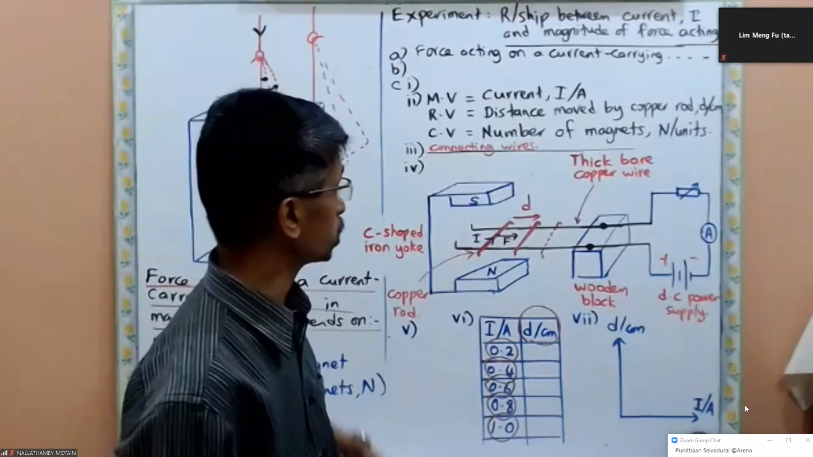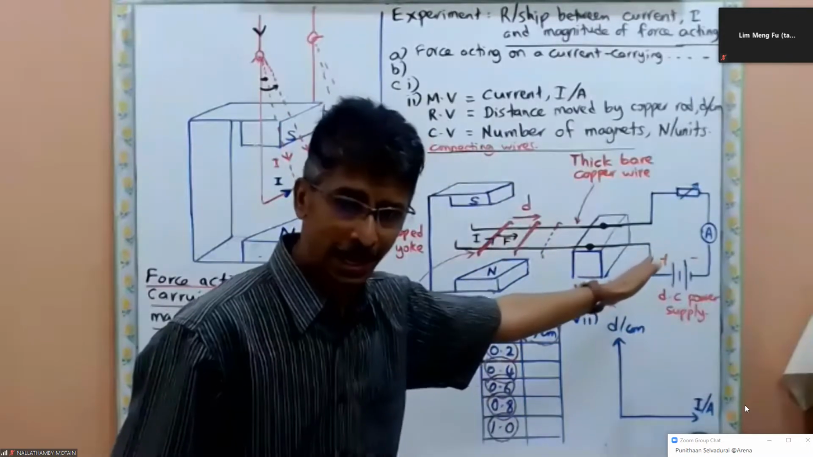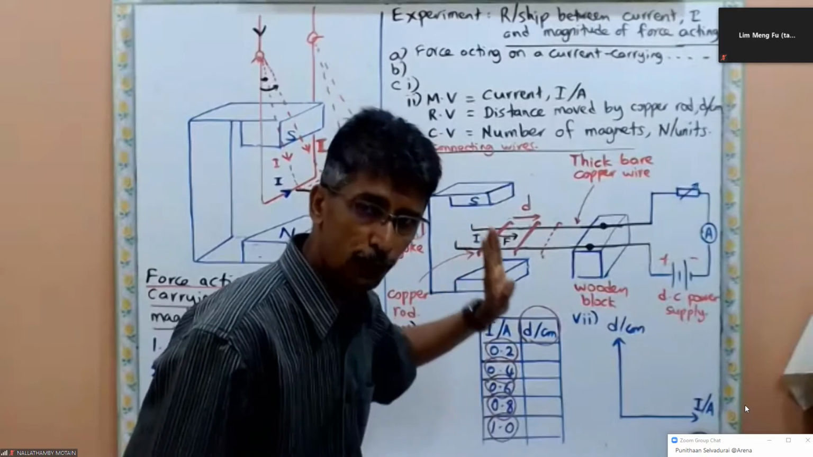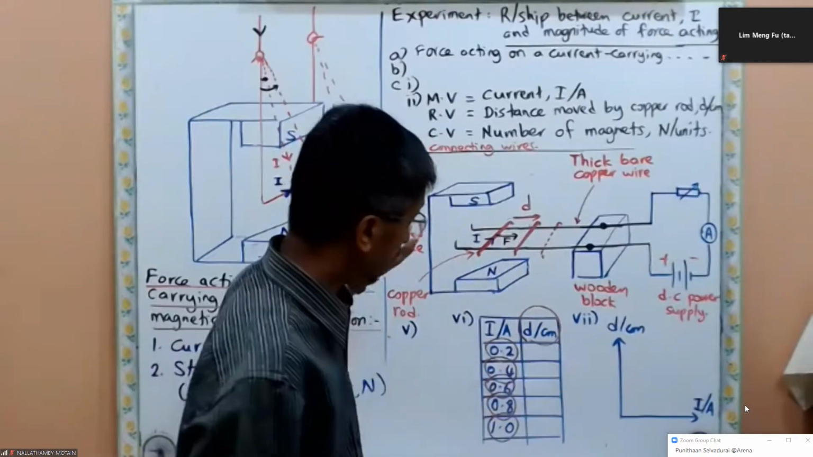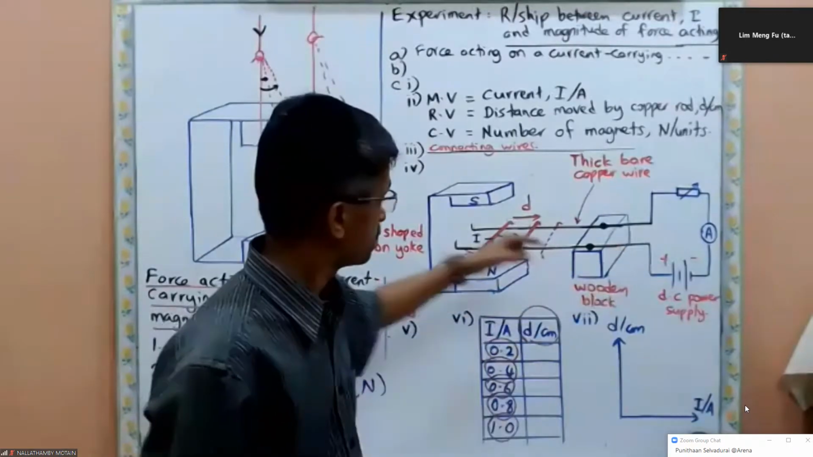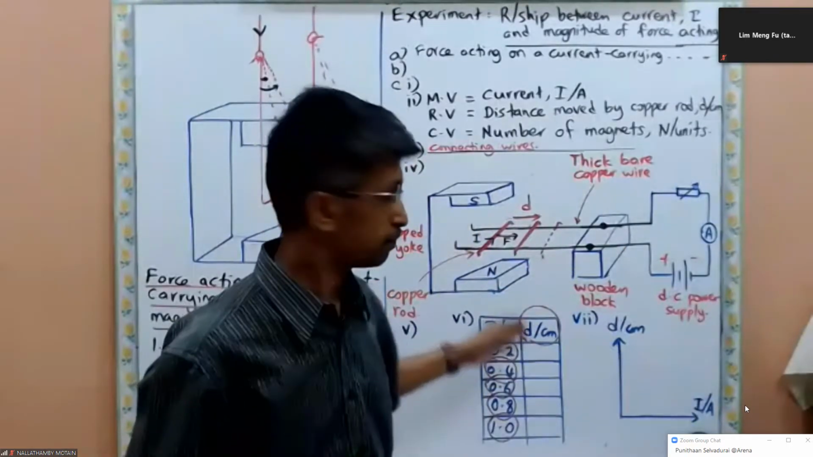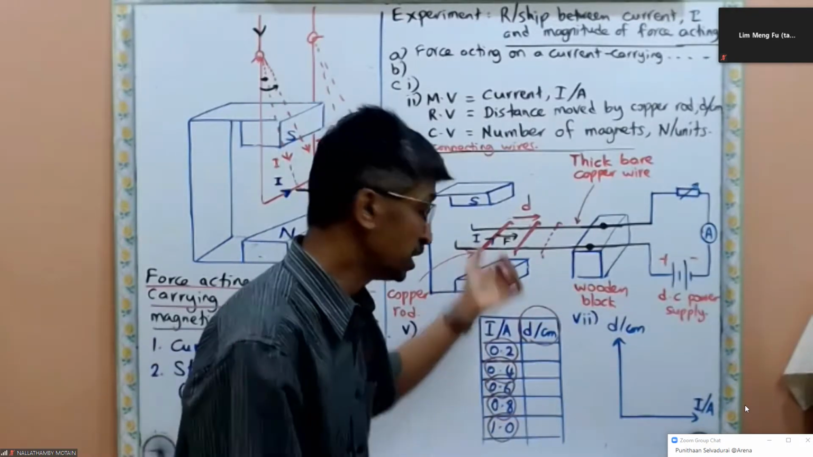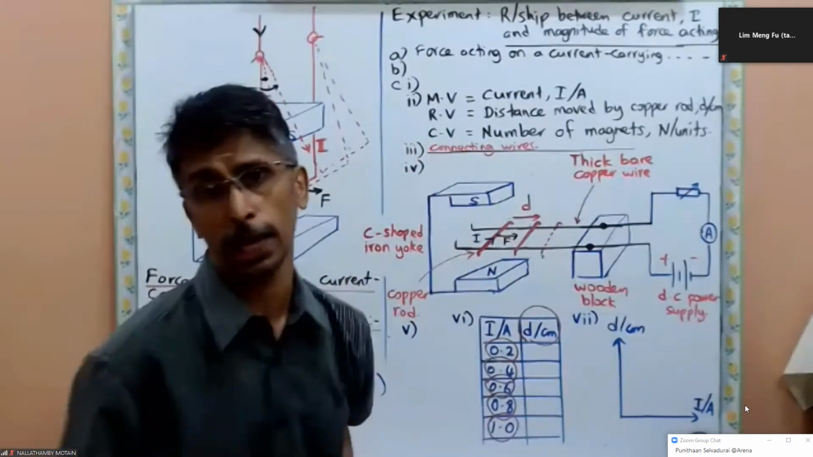So what you need to do is adjust the rheostat, adjust the current until 0.2 ampere. Then switch off the circuit. After that, only then you place the two magnets and switch on. Then the conductor will be pushed and move a certain distance. Then you measure the distance. So the distance here indicates the magnitude of the force acting.